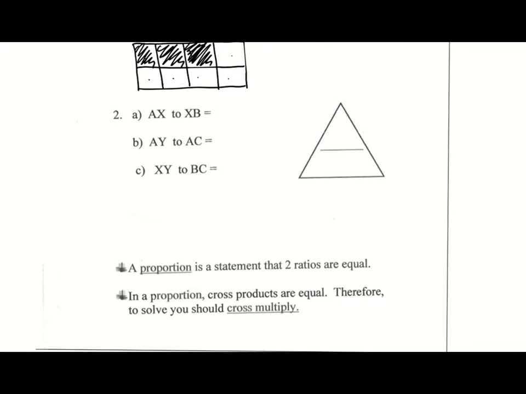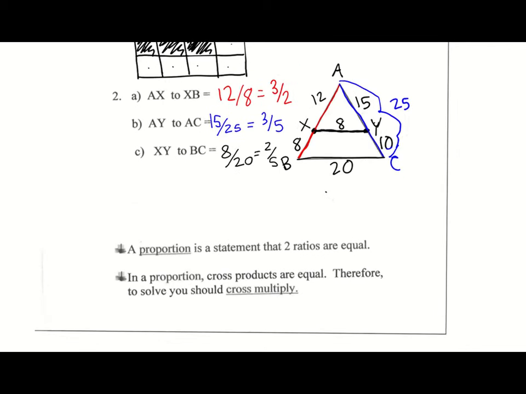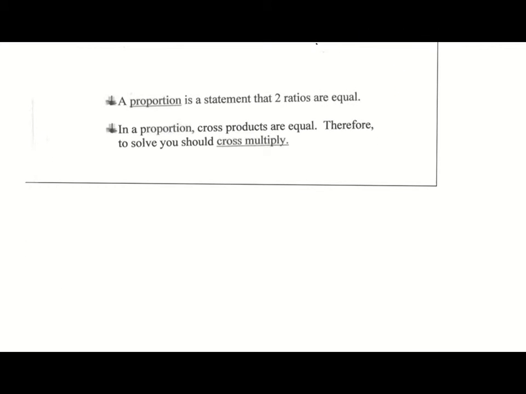Now that we understand ratios, let's look at proportions. So a proportion is a statement that 2 ratios are equal. And in a proportion, the cross products are going to be equal. So to solve a proportion, we are going to use cross multiplication. So we're going to look at a few examples of this on the next page.